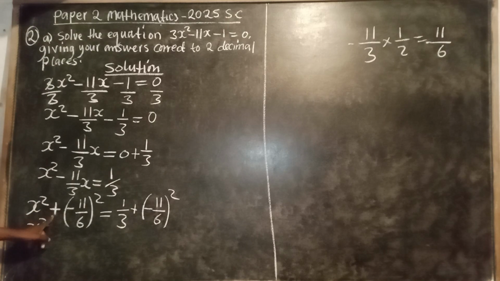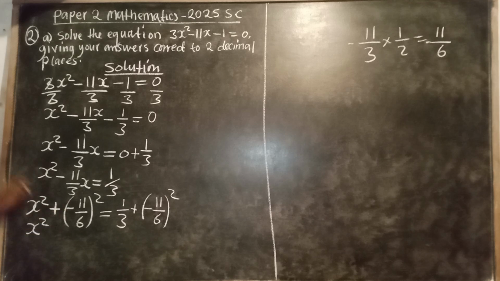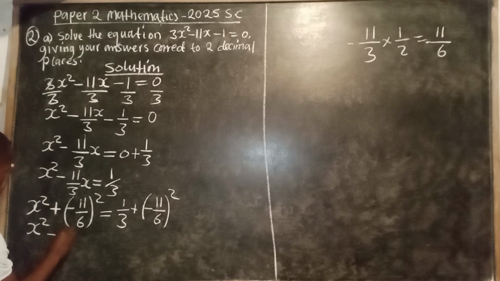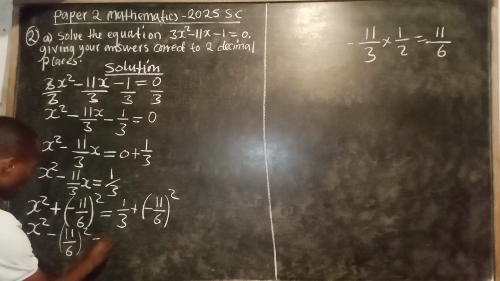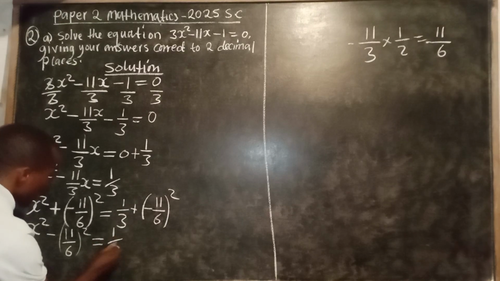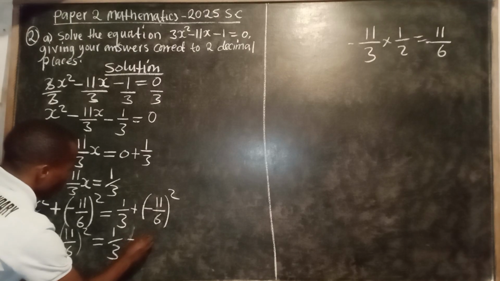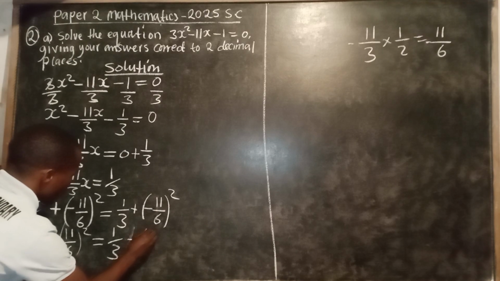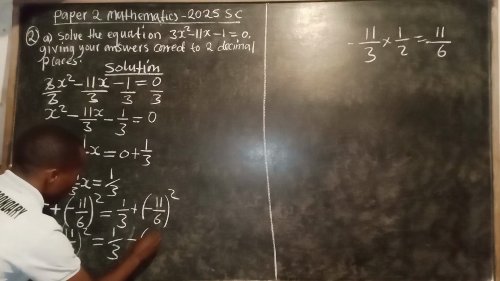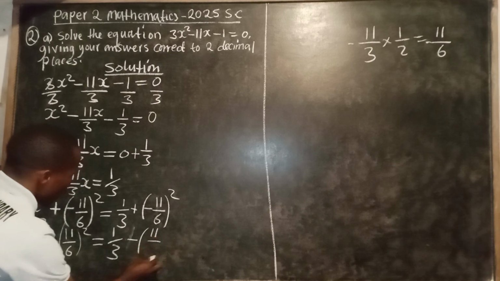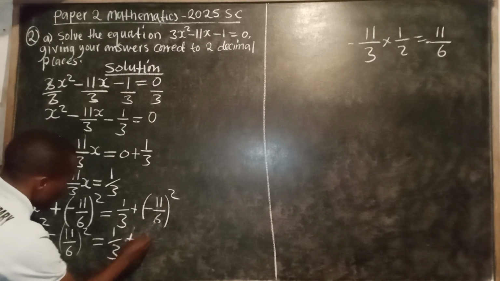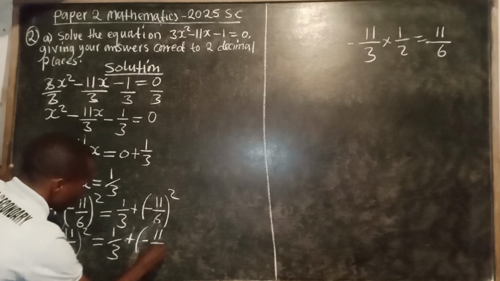When you multiply this, positive times negative, the answer will remain negative, which is 11 over 6. Then you have a square. Okay? Then equals 1 over 3 plus, and this one will still be the same. This one we can still maintain the way it is, over 6, then squared.